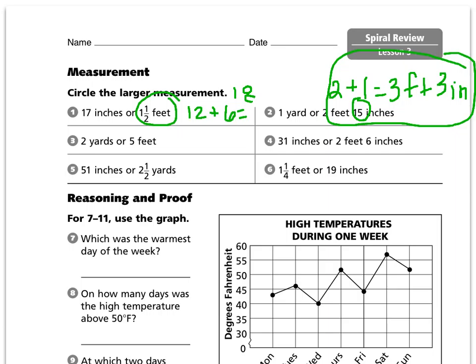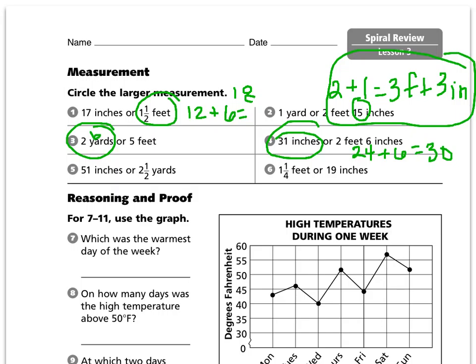I have 2 yards, which is going to be 6 feet, or I have 5 feet, and I know that 6 feet is bigger. 31 inches or 2 feet 6 inches, and I know that 2 feet is 24 inches plus 6 inches would equal 30, so I know that 31 inches would be bigger.